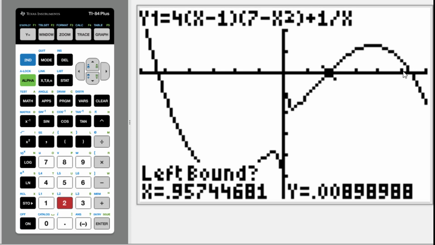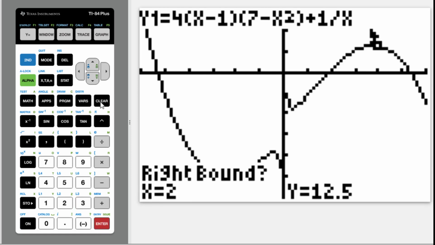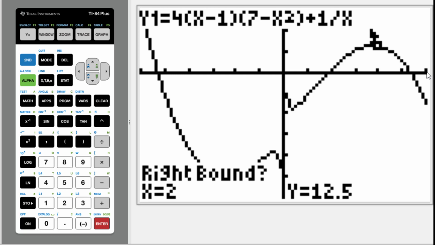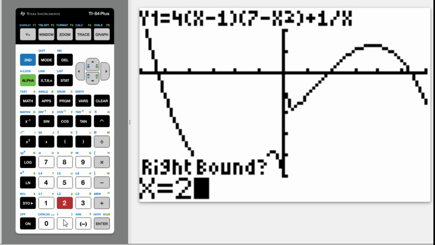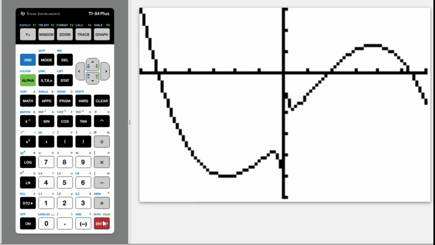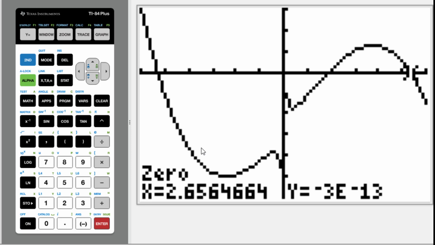Then go to this one. This is a 2. Then this is a 3. So I use a 2.9. Enter. Then enter. We get this 0 will be 2.66. Let's go to maximum and a minimum.